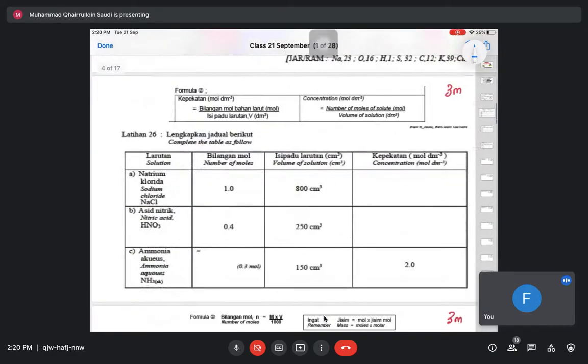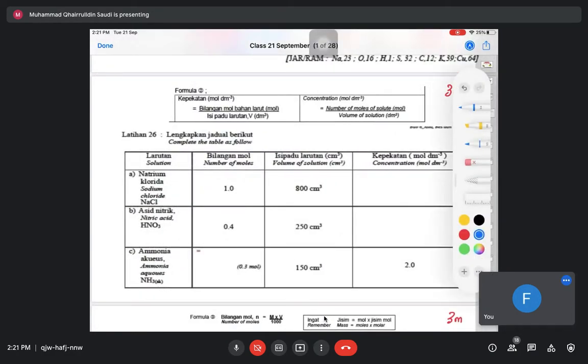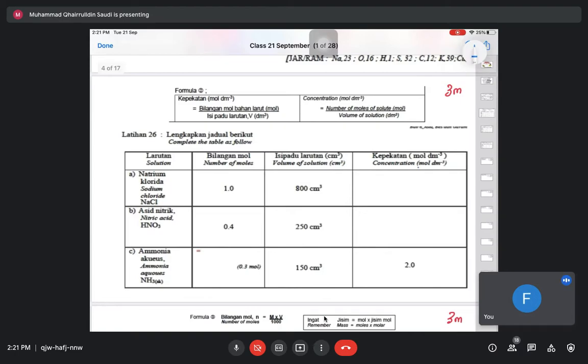Next one, they ask you to find the concentration in mole per dm cube, and the formula is here. Concentration in mole per dm cube is the number of mole of the solute divided by the volume of solution in decimeter cube. This time they give you the volume of solution in centimeter cube, and they want the concentration in mole per dm cube. So just put it in the formula.